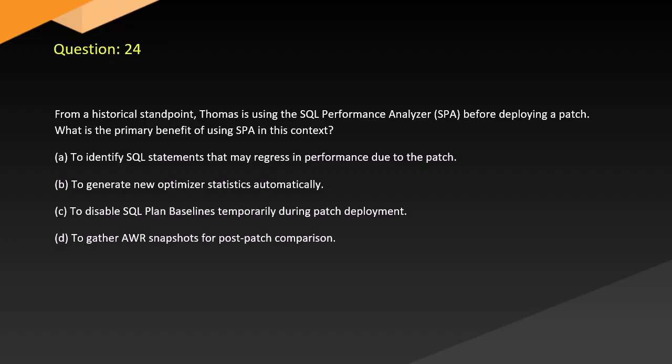Question 24. From a historical standpoint, Thomas is using the SQL Performance Analyzer (SPA) before deploying a patch. What is the primary benefit of using SPA in this context? A. To identify SQL statements that may regress in performance due to the patch. B. To generate new optimizer statistics automatically. C. To disable SQL plan baselines temporarily during patch deployment. D. To gather AWR snapshots for post-patch comparison.